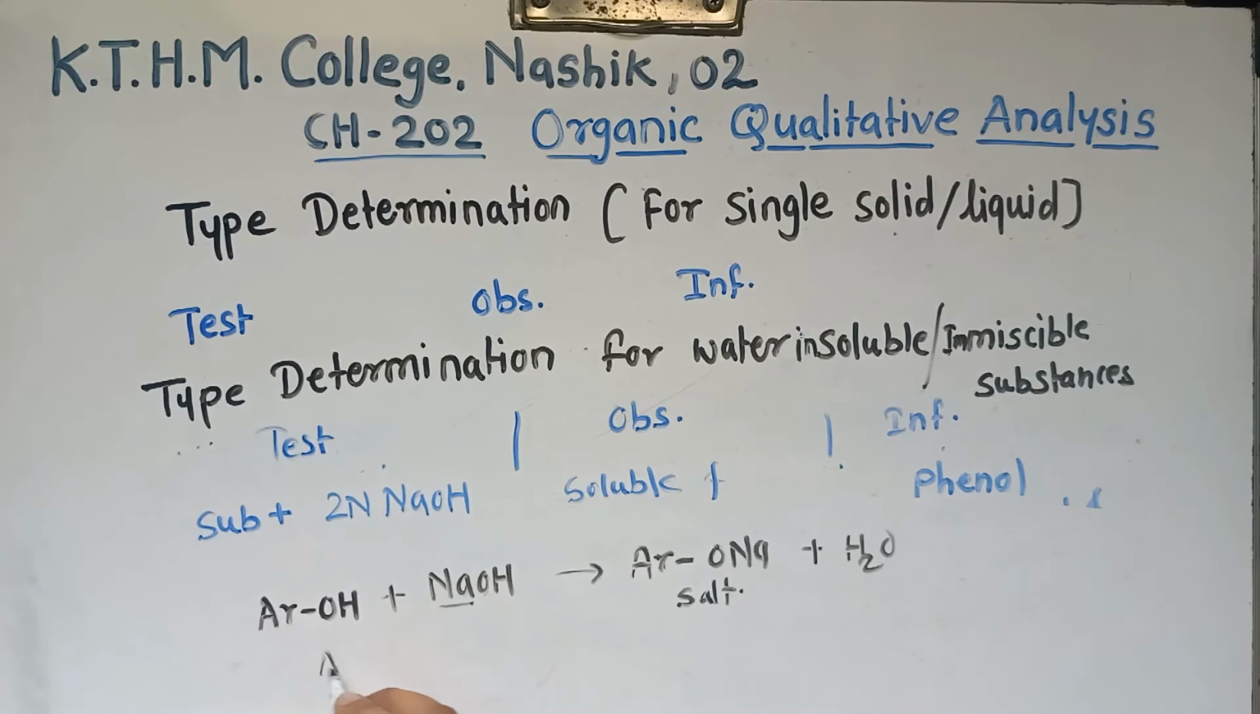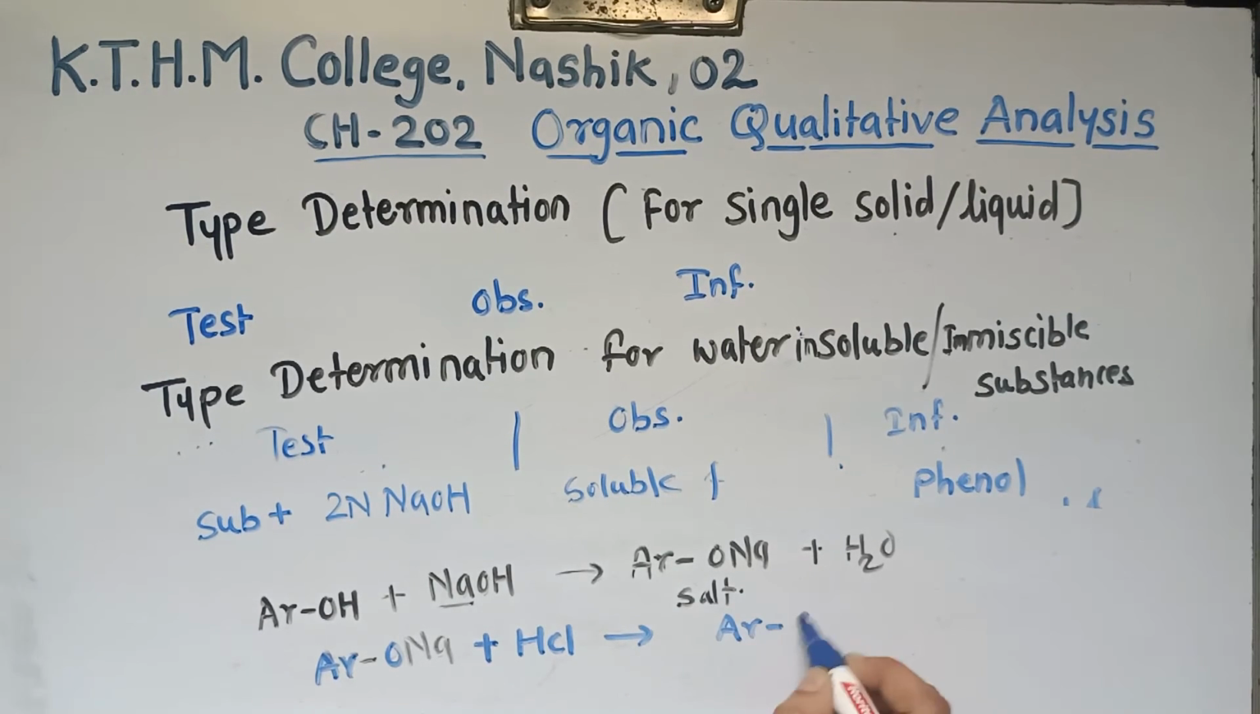This soluble salt ArONa combines with HCl, then there is a formation of phenol plus NaCl. So this Na reacts with this Cl and there is a formation of NaCl, and this H goes here, we get the phenol. This reaction happens when we add NaOH into the substance. Okay, this is the reaction for phenol.